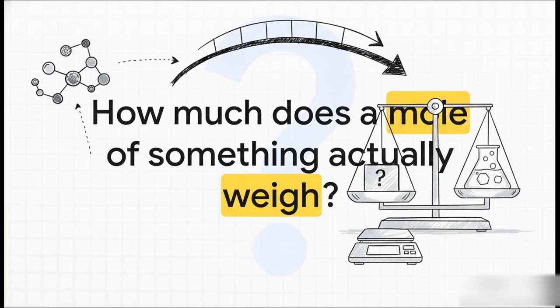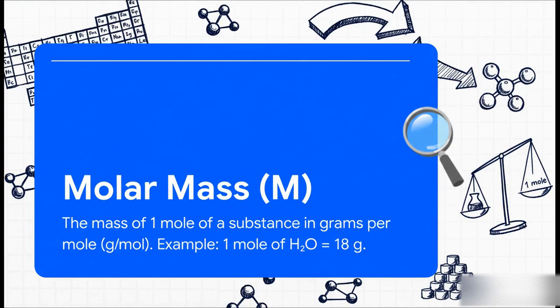So, let's cross this first bridge, which is probably the most important one you'll use. Knowing the count of particles is great, but in a real lab we use scales. So the real-world question becomes, what does 1 mole of something actually weigh? And the answer to that question is something called molar mass. It's the mass of 1 mole. You just look at the periodic table, add up the atomic masses for your molecule, and that's it. So for water, H2O, 1 mole of it weighs about 18 grams. So we say its molar mass is 18 grams per mole.